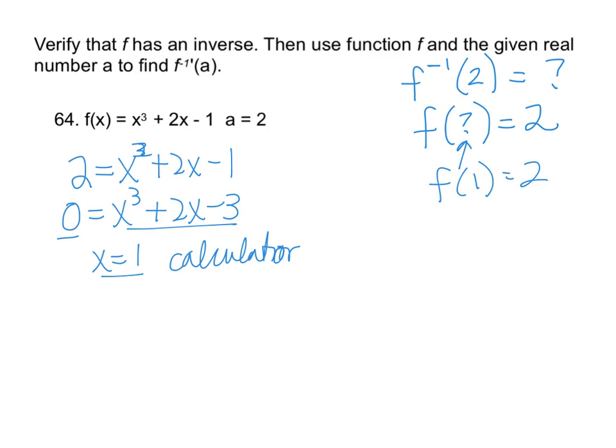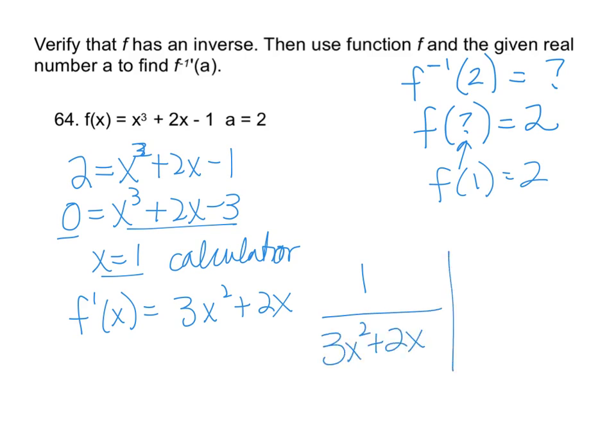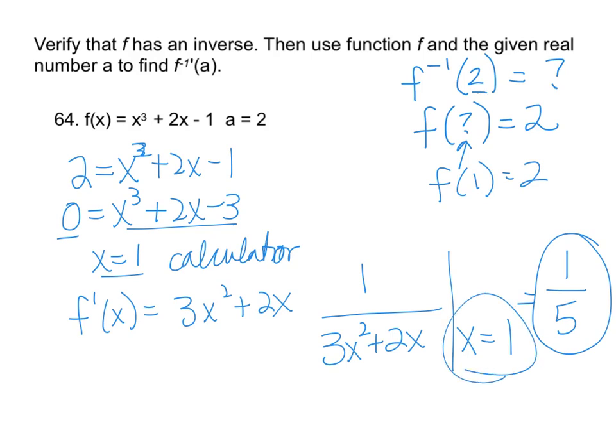Okay, and so what we want to do then is find the derivative of this function, and that would be 3x squared plus 2x, right? And then we want to write this over 3x squared plus 2x. We want to evaluate it at x equals 1, and we would end up with 1/5. So the only thing we're really adding to this is that we are setting it equal to 2, the given value here, and then evaluating it with the value that we find.